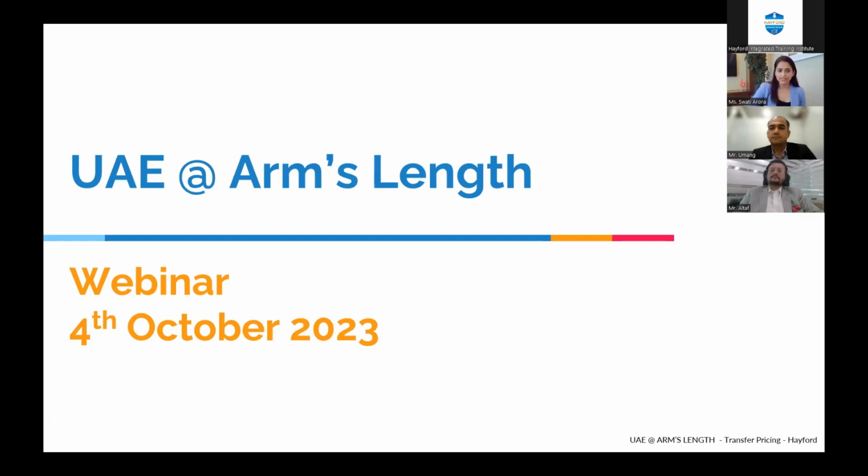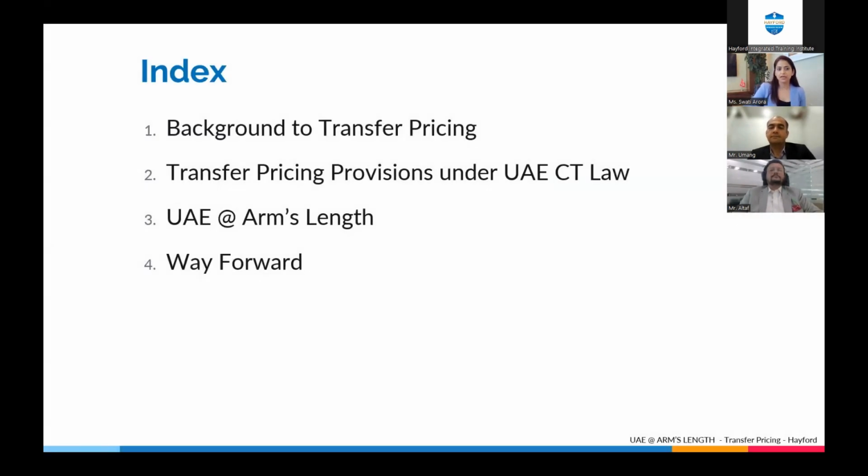With this, let me take you through a brief background about transfer pricing. So, Umang, we can go to the content. Yes, so today we will discuss the basics and background of transfer pricing, the transfer pricing provisions under the corporate tax law, the arm's length principle in the UAE, and the way forward that you should follow.